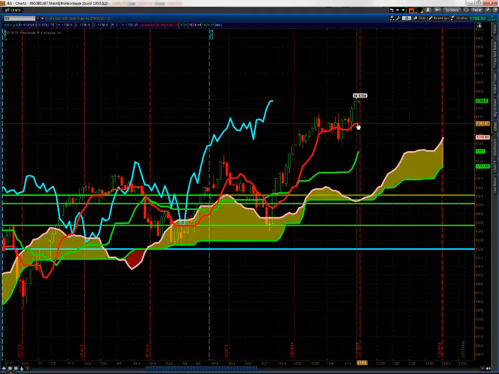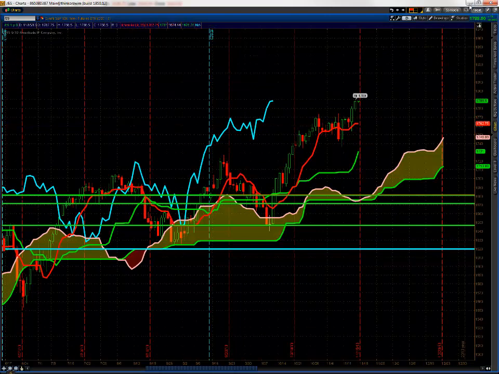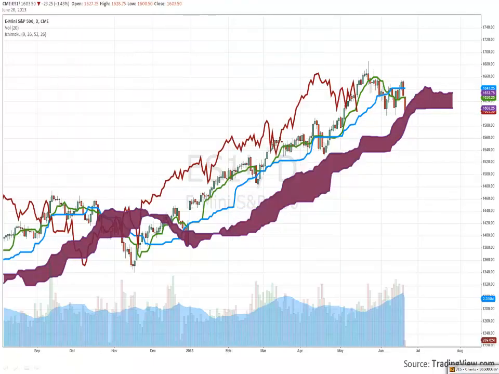So you could buy right here on the pullback. So this was a chart as well. We were in a clear bull channel. We had a breakout here, and you could have been in it the whole way. Absolutely. I use it for options every single day.